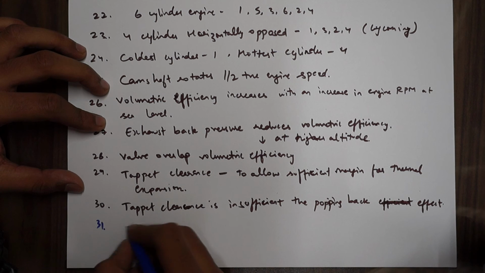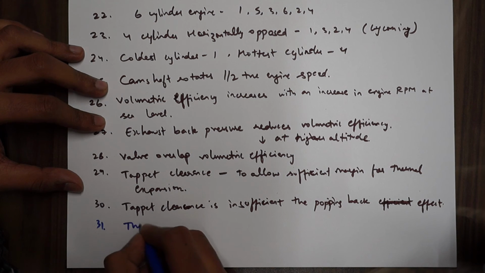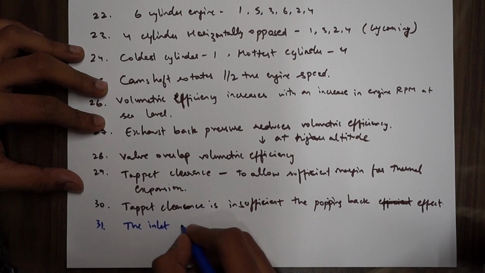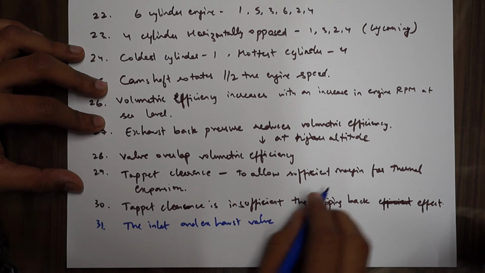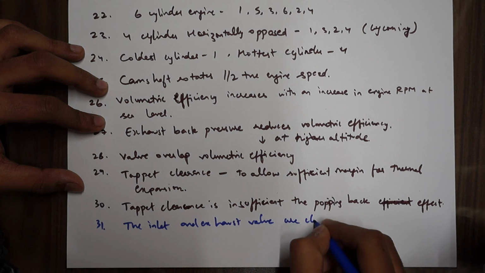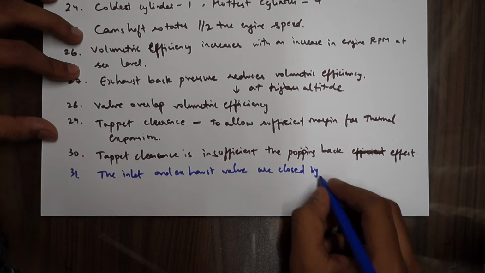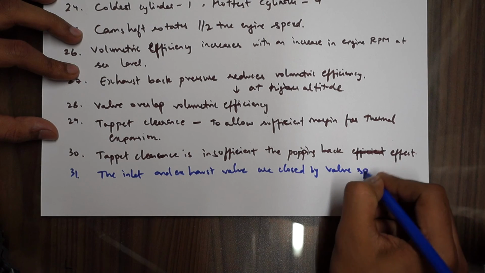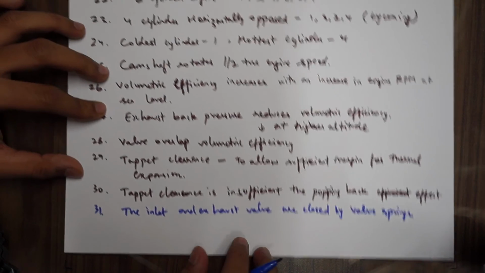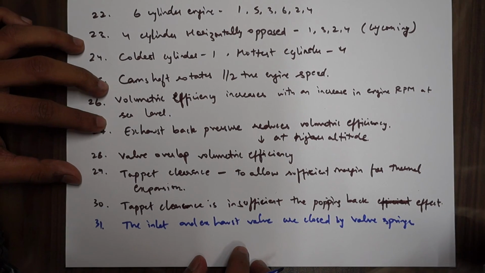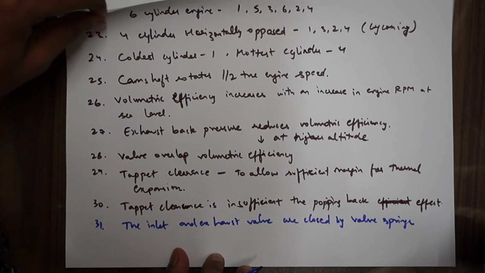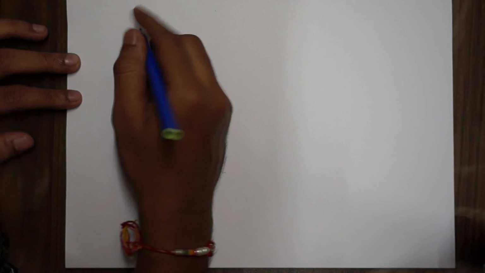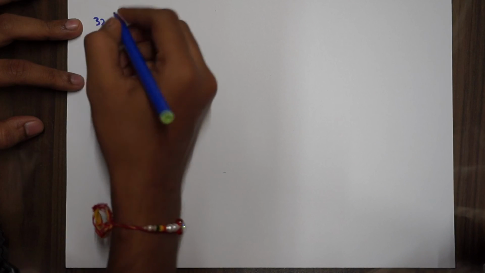Number 31. The inlet and exhaust valves are closed by valve springs. If you saw in the diagram in the previous video as well, they look like a structure that has springs, and that is called a valve spring. So the inlet and outlet valves are closed with the help of that. Number 32.